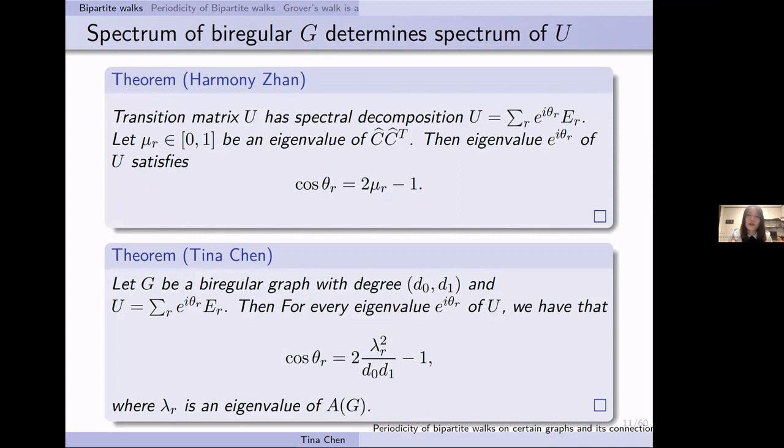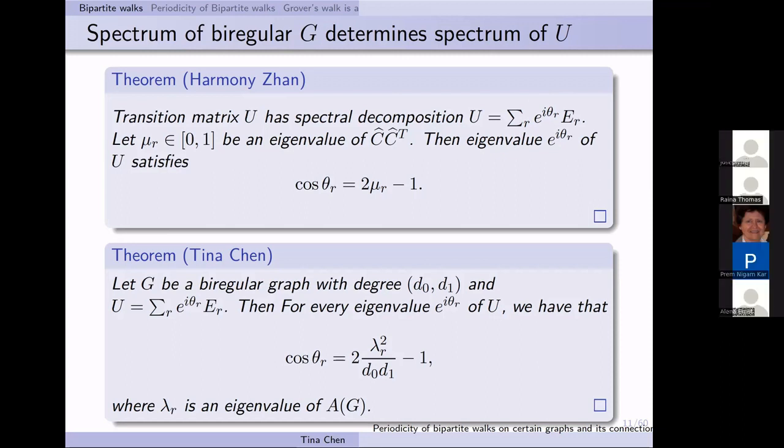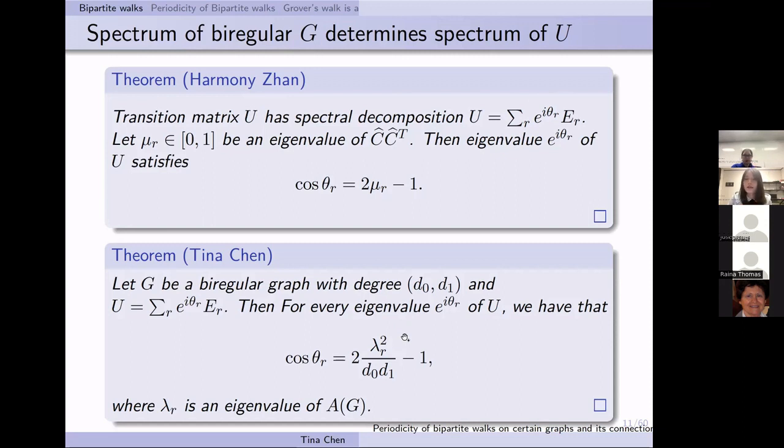Okay, so since we know this, the spectrum of your transition matrix U is always going to be determined by the spectrum of this normalized CC transpose. And I just showed you that when the graph is biregular, the spectrum of your adjacency matrix determines the spectrum of your normalized CC transpose. So we have that when the graph is biregular, the spectrum of your transition matrix is going to be determined by the spectrum of your underlying graph. That is, every eigenvalue e^{iθ_r} is going to satisfy that cosine θ_r can be written in terms of this, where λ is an eigenvalue of the adjacency matrix of your underlying graph.